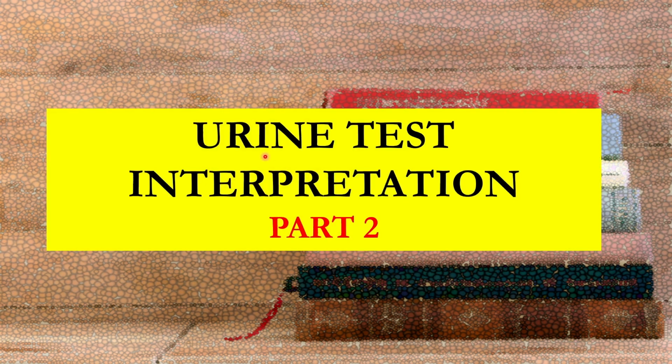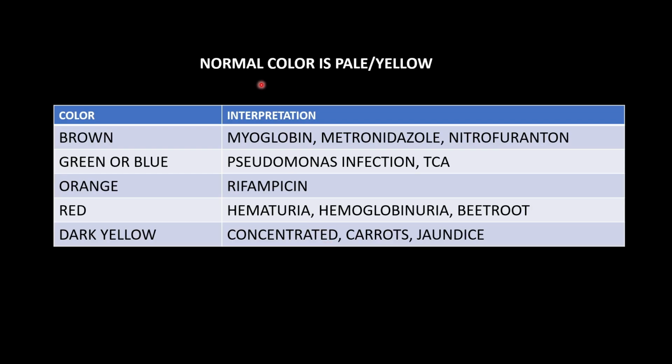Today we are discussing urine test interpretation. This is part 2 of the video series which we are doing on urine test interpretation. So let's begin. The normal color of the urine is pale or yellow.